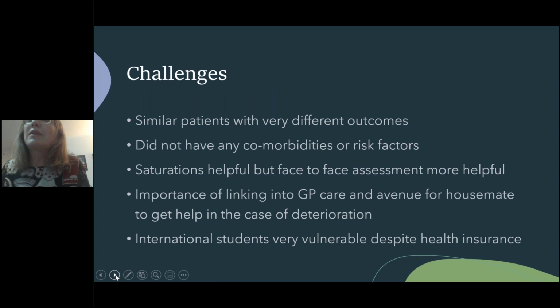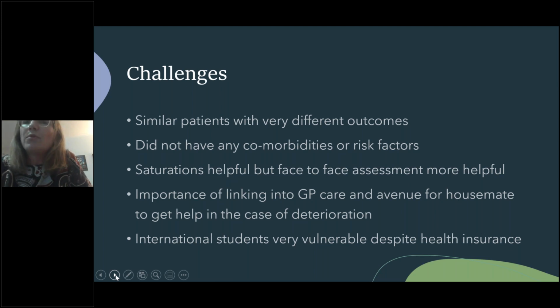I just wanted to bring these 2 patients up because they were fairly similar patients, one male, one female. Interestingly, the male was that little bit older, but neither of them had any comorbidities or risk factors for deteriorating COVID. The saturations were really helpful, but particularly in the first patient, the male patient, the face-to-face assessment by the paramedics was much more accurate. So they made the right call. He didn't need transporting, and the next day was significantly better.